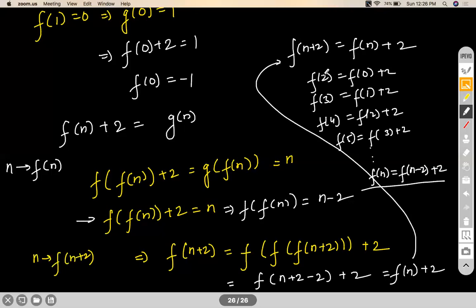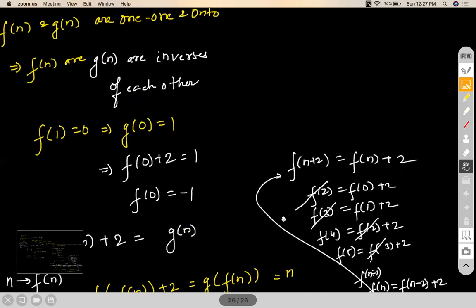Add them all, you would realize that when you're adding, terms starting from here will start going off. This will go off with this. Correct? This will go off with this. Yes or no? So what will be left ultimately? Can I say f of n minus 1 will be left here and f of 0 and f of 1 will be left here? Yes. Correct.